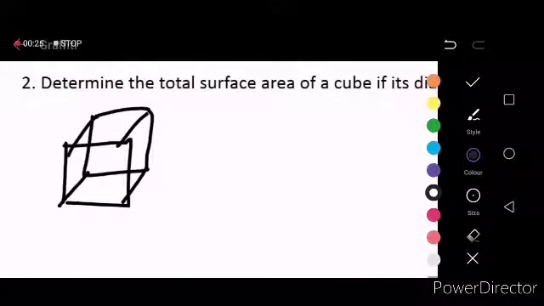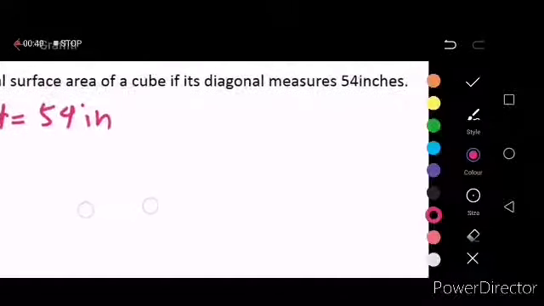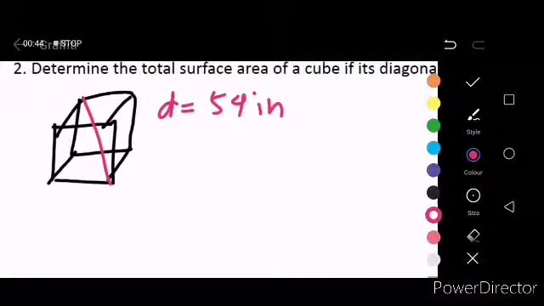Ayan. So, meron daw diagonal itong cube na to. Let's say yung diagonal niya ay mula dito hanggang dito. Okay? And this diagonal is 54 what? 54 inches. Correct? Double check nga natin. Okay, 54 inches nga. Kaso, hindi yan ang pinapahanap talaga. Ang pinapahanap ay total surface area.